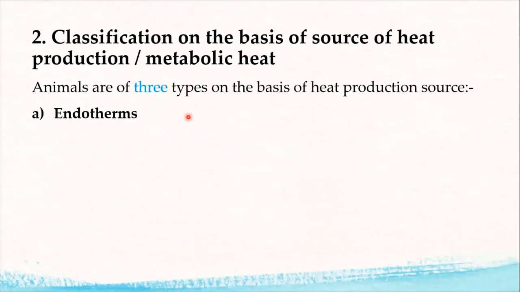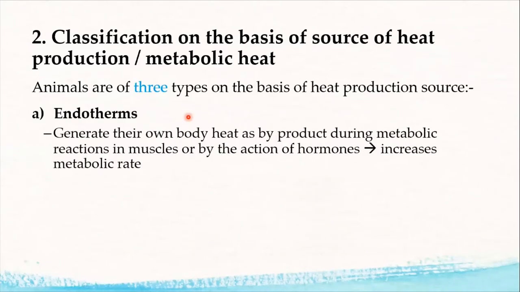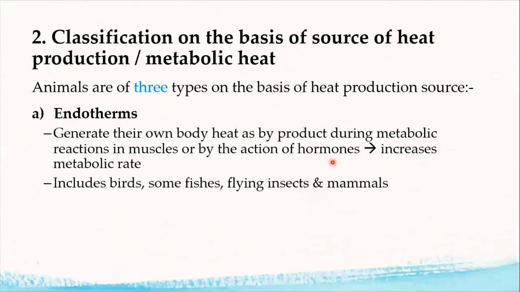Number one is the endotherms. What are endotherms? Basically, they are able to generate their own body heat as a byproduct during the metabolic reactions that are occurring in their muscles or by the action of hormones. Hormones are responsible to increase the metabolic rate depending upon the situation. And it includes all the birds, some fishes, flying insects and mammals.